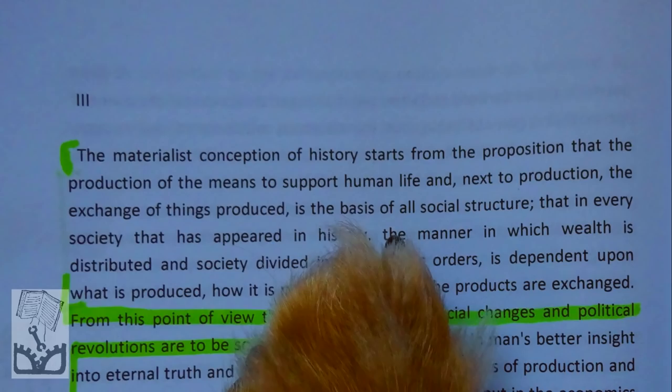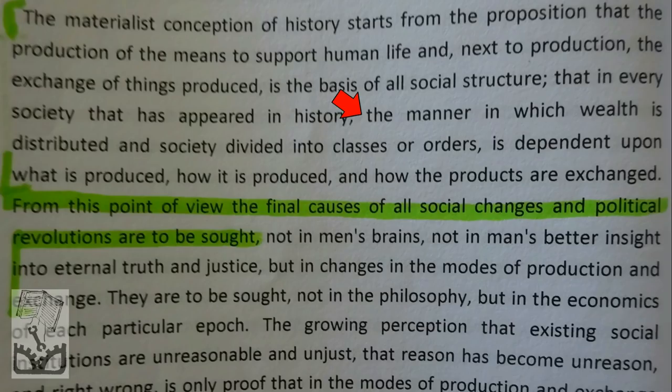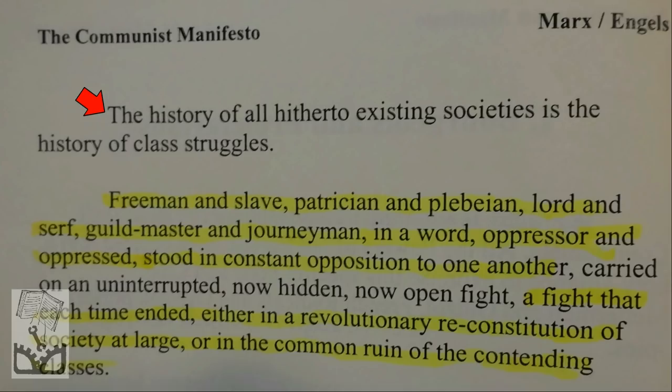And lastly, Chapter 3. This final chapter explains scientific socialism and its critiques of capitalism. To start, Engels argues that the manner in which wealth is distributed and society divided into classes or orders is dependent upon what is produced, how it is produced, and how the products are exchanged. From this point of view, the final causes of all social changes and political revolutions are to be sought, not in men's brains, not in men's better insight into eternal truth and justice, but in changes in the modes of production and exchange. Or as it says in the opening lines of the Communist Manifesto, "The history of all hitherto existing societies is the history of class struggles."